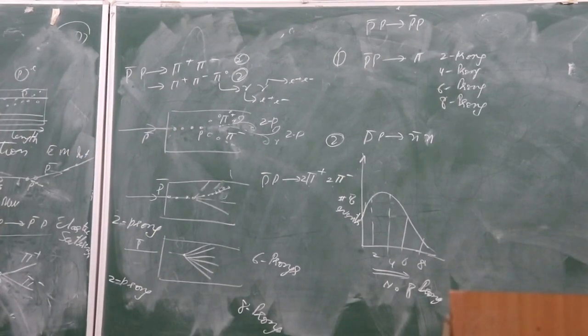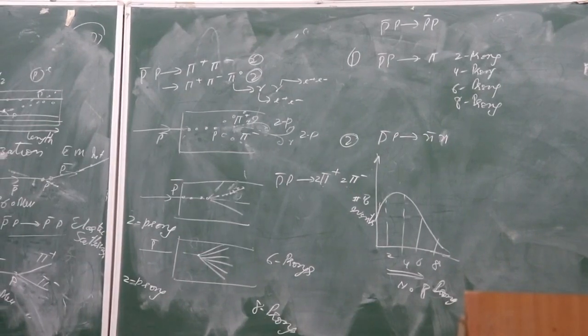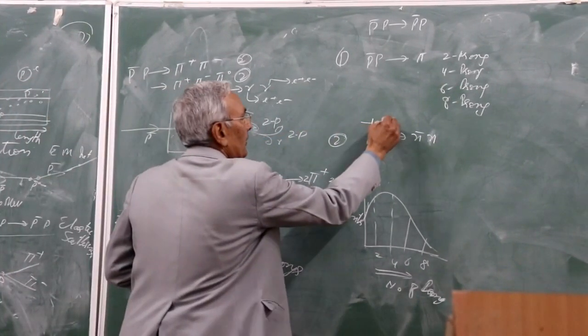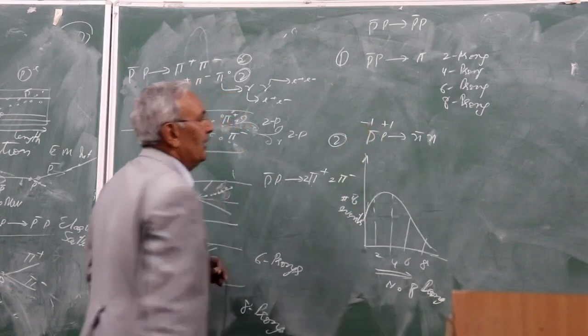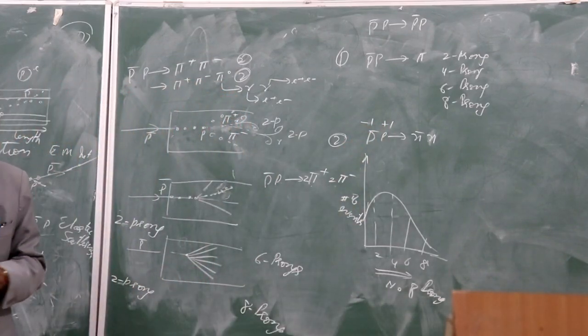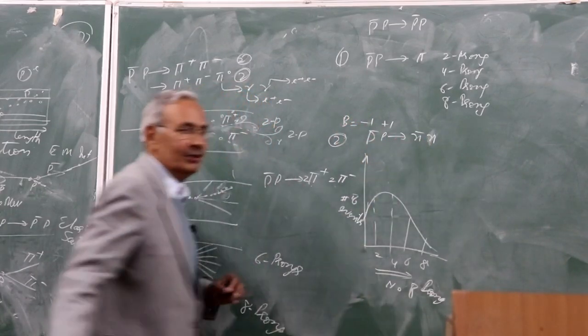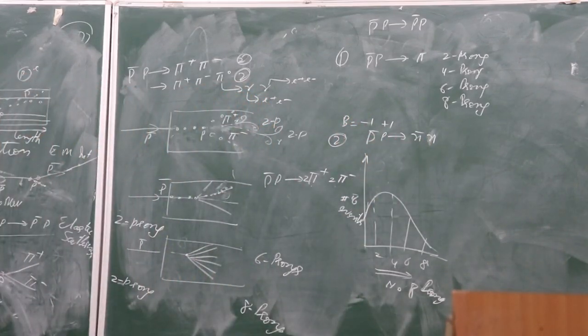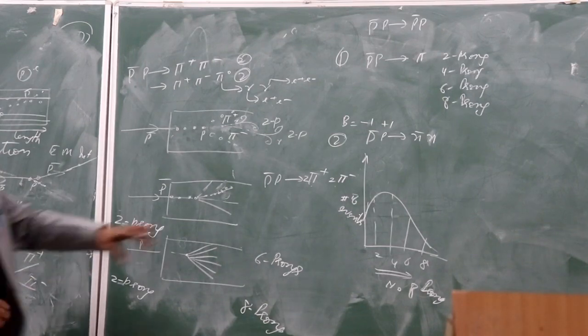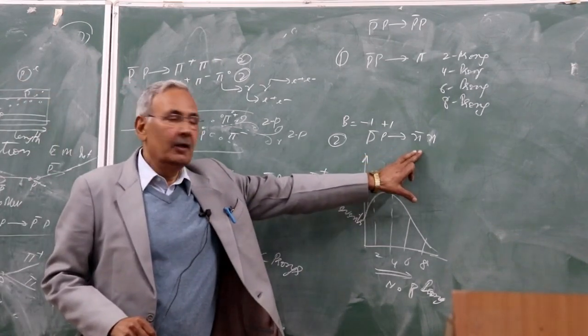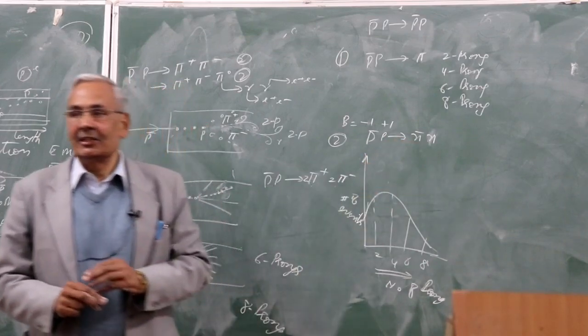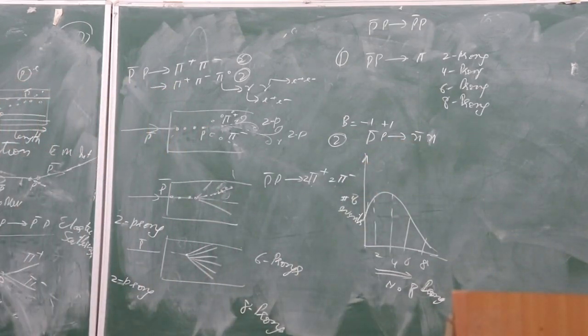P bar P, that means P bar has baryon number -1, P has baryon number +1, so net baryon number is 0. This also has baryon number 0, charge is 0, charge is 0, both are strong interactions. So here is another possibility, that antiproton interacting with the proton gives rise to antineutron and neutron. Okay? So does this antineutron have any charge? It has no charge. Neutron also doesn't have charge.